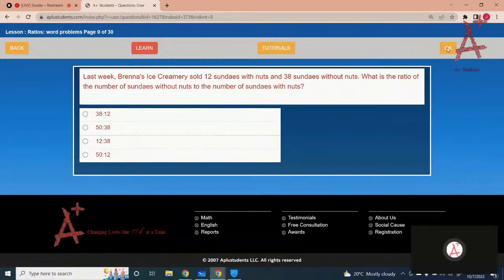The correct option is the first one, 38 ratio 12, isn't it? Because you have to find a ratio of number of students without nuts to the ones with nuts. So the number of students without nuts is 38 and the number with nuts is 12. So it is 38 ratio 12. Got it? So select the correct option and click on the OK button.